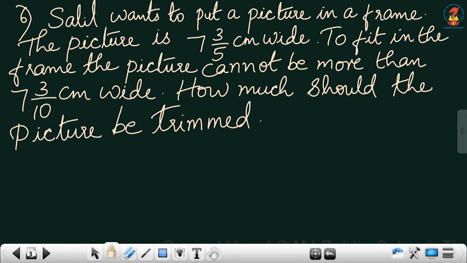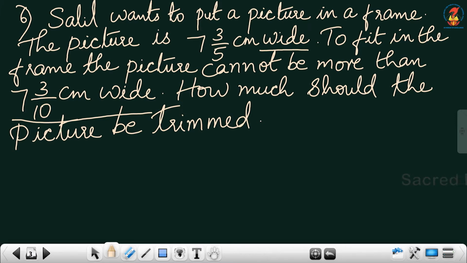Salil wants to put a picture in a frame. The picture is 7 3/5 centimeter wide. Wide means what? Wide means breadth, is it? To fit in the frame, the picture cannot be more than 7 3/10 centimeter wide. How much should the picture be trimmed?